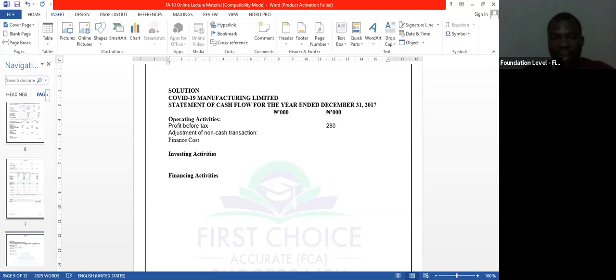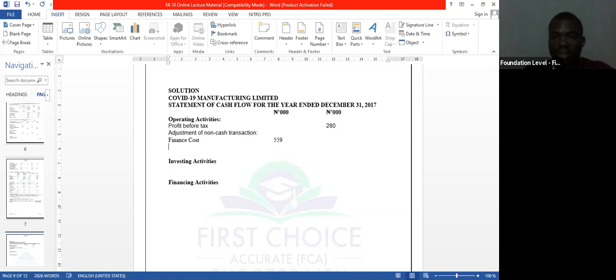So we have finance cost. So what is the finance cost that we have? The finance cost that we have there is 559. So it will be an addition back, because it was formerly used to reduce the profit. So we added it back. And for that transaction, we have to ask ourselves some questions as well.